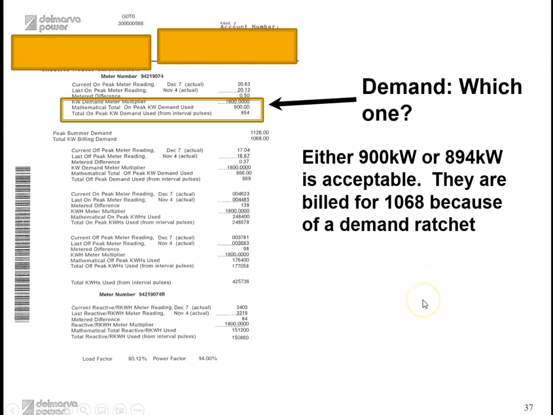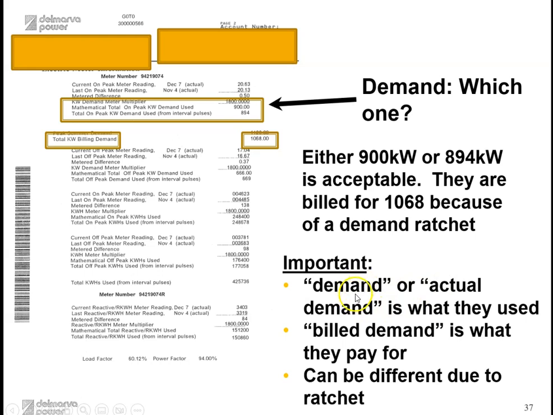And so let's talk about that quickly because I want to be really clear. You have this billed demand of 1068, but their actual demand is 900 kilowatts, right? So they're getting billed for more. Why is that? It's because of a demand ratchet. So I want you to be really careful about this. When you do your utility analysis, your actual demand is what you use. That's your peak demand. The billed demand is what you get charged for. Okay, and so if they have a ratchet, they can be different.